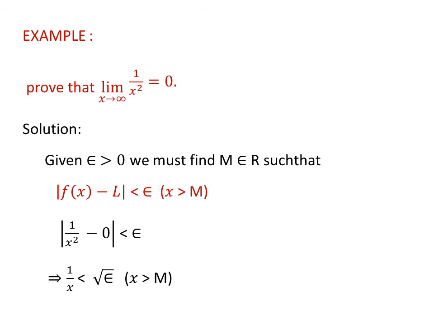The next problem is to prove that the limit as x tends to infinity of 1 divided by x squared equals 0. Given epsilon greater than 0, we must find m belonging to R such that modulus of f(x) minus L is less than epsilon, where f(x) equals 1 divided by x squared and the limit L equals 0. So we write it in the form modulus of 1 divided by x squared minus 0 is less than epsilon. Taking the square root on both sides implies 1 divided by x is less than square root of epsilon, x greater than m.